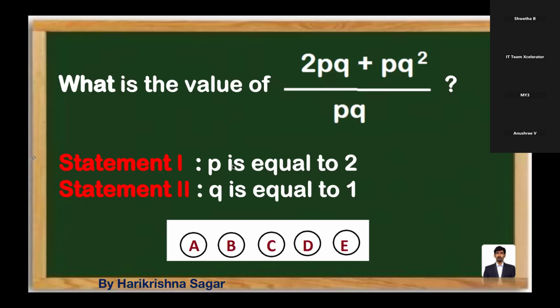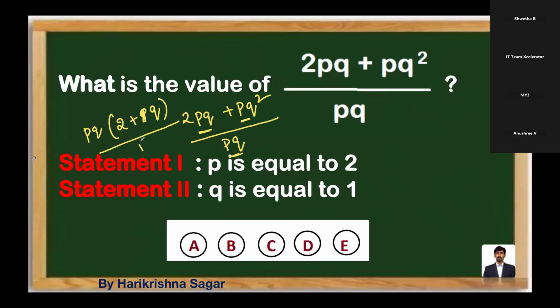Someone is saying E, someone is saying D. Anyways, let's look at this: 2PQ plus PQ square divided by PQ. What is common here? PQ is common, right? So let me take PQ as a common factor in the numerator. Then what is left? 2 plus Q, with P taken as a common factor, divided by PQ. These two will get cancelled.